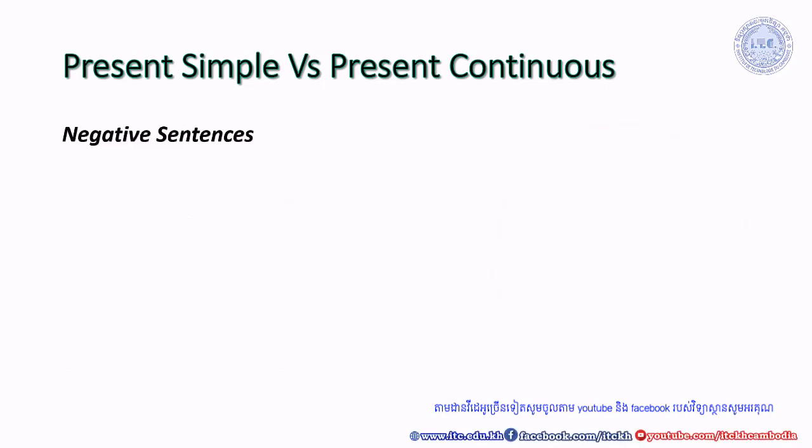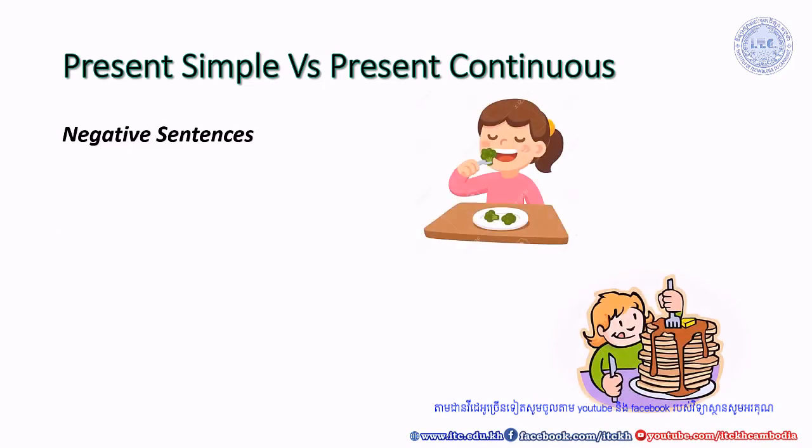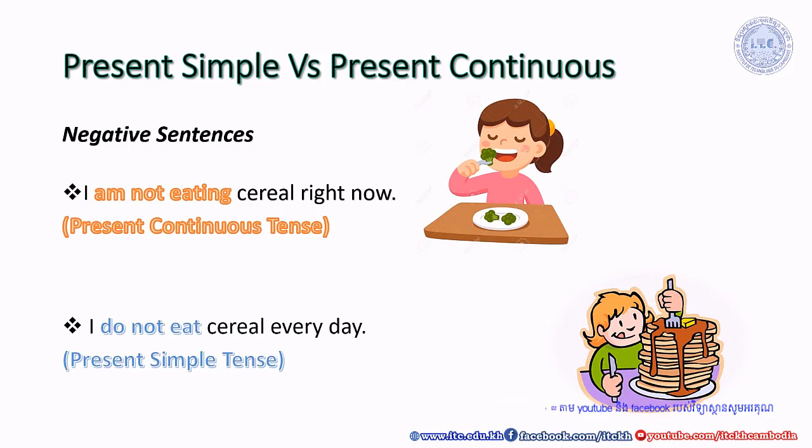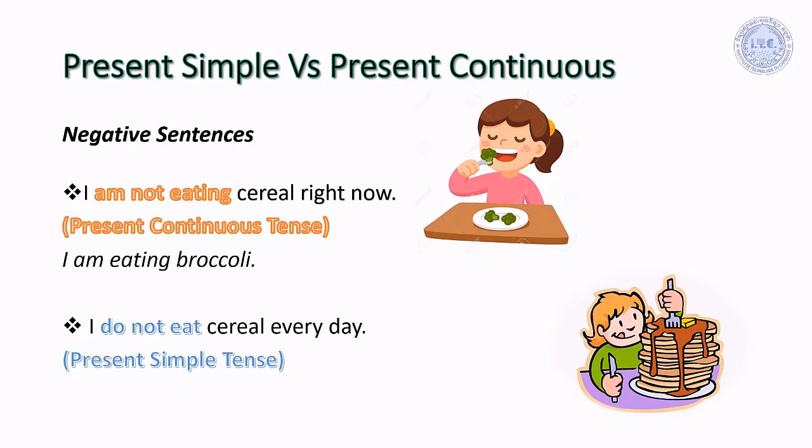So now let's move on to the negative sentences. I am not eating cereal right now, which is used in present continuous. Here, I'm showing that I am not eating cereal right now, I am eating broccoli. The second sentence, I do not eat cereal every day. No, sometimes I have pancakes for my breakfast. We use do not or does not to make negative sentences in present simple.